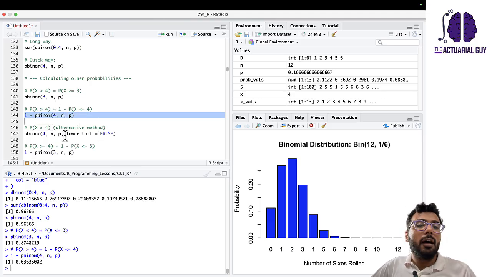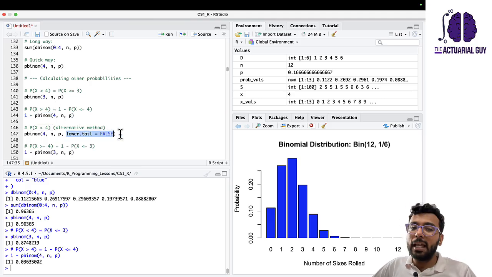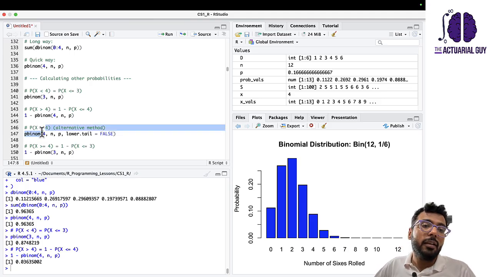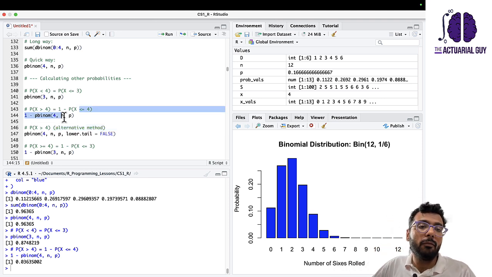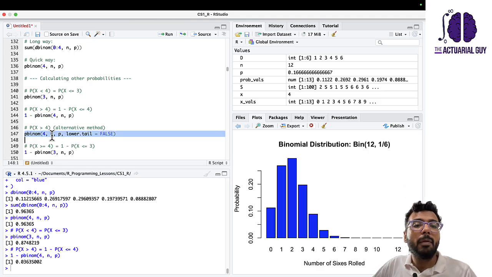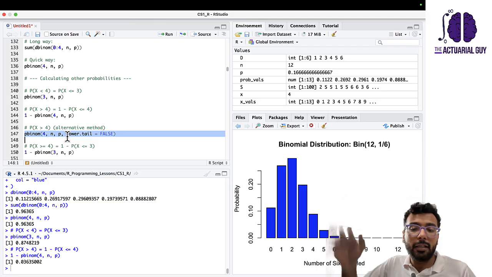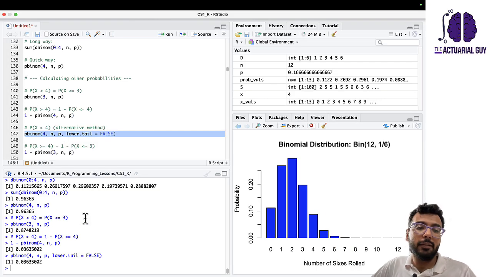Another way to do this is to put this argument which is lower tail as false. By default, lower tail is true. When you make it false, p binom starts giving you the greater than probability. Mind you, not greater than equal to, greater than probability. So it'll just by default take 1 minus what p binom 4, n, p will give you. The same thing will be given to you by p binom 4, n, p, lower tail equal to false. So it just gives you the upper tail, which is the greater than probability directly. Again, same answer.